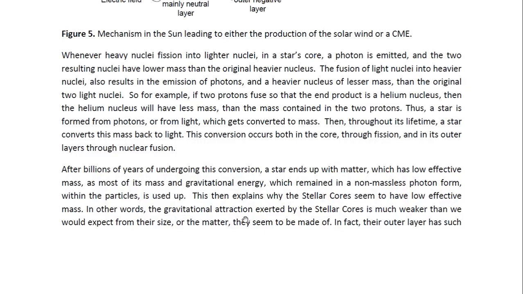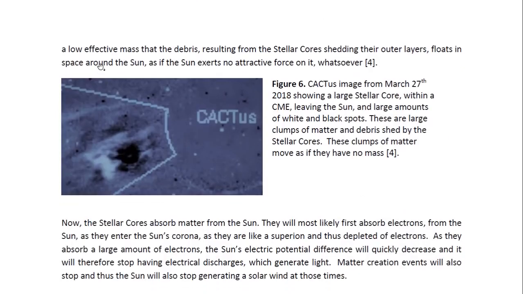In other words, the gravitational attraction exerted by the stellar cores is much weaker than we would expect from their size or the matter they seem to be made of. In fact, the outer layer has such a low effective mass that the debris resulting from the stellar cores shedding their outer layers floats in space around the sun as if the sun exerts no attractive force on it whatsoever.